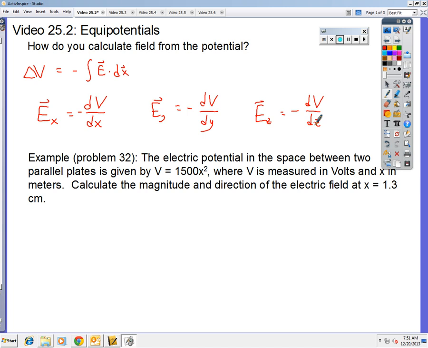Now that's actually a vector calculus operator known as the gradient, but you don't really need to know that. What you do need to know is that to get a component of the field, you take the derivative of the potential in that direction.